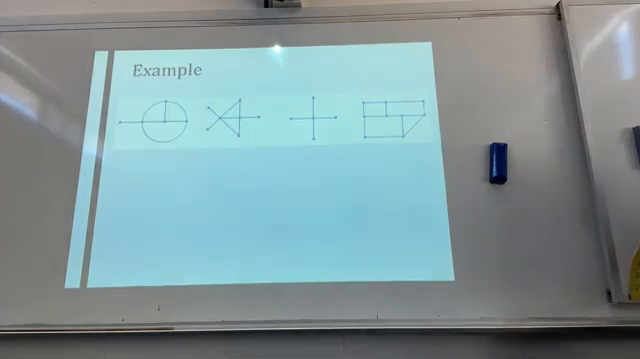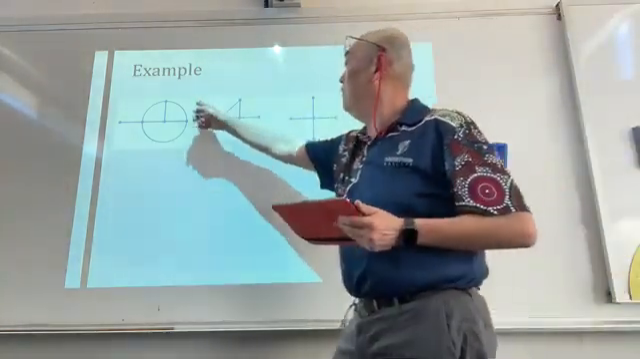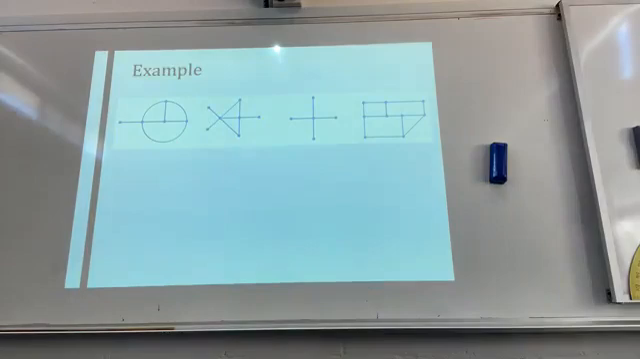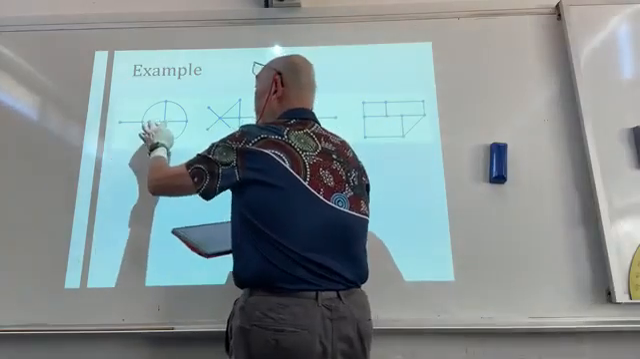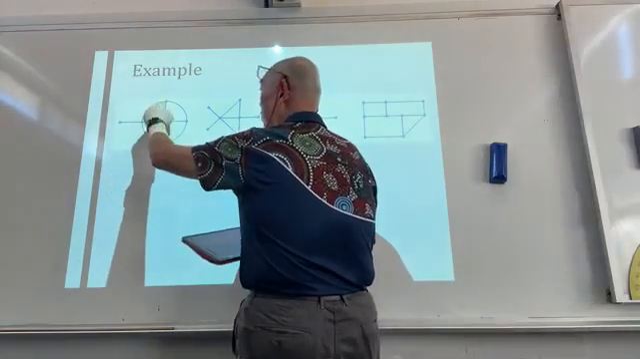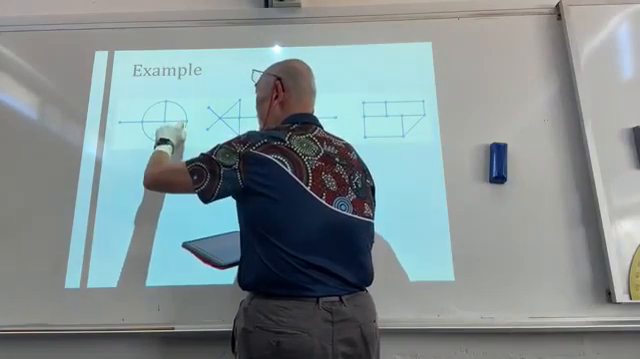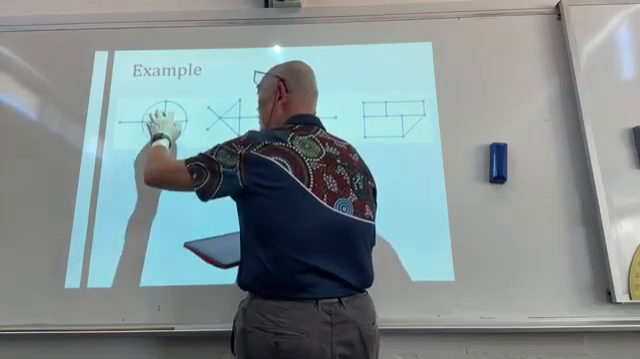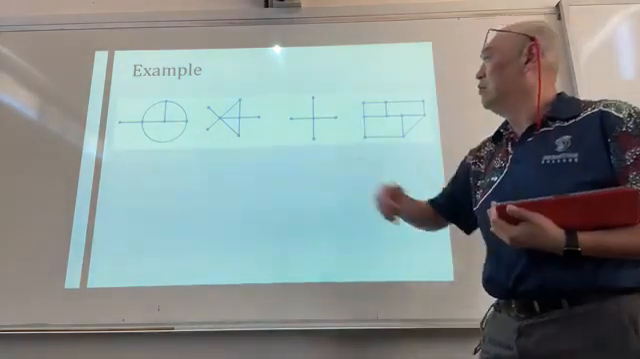Now the first example here, if you look at something like this, how many vertices are there? 1, 2, 3, 4, 5. 5 vertices, the 5 points. And then 1, 2, 3, 4, 5, 6, 7 edges. And 1, 2, 3, 4 faces. Correct? So 5 vertices, 7 edges, 4 faces.